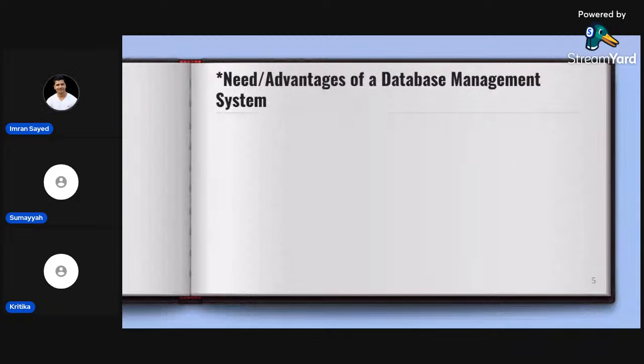Okay, Kritika, give me another one. The ease of accessing data. It allows you to access data easily. Since these are not stored as files, but are stored as objects, it makes it easier to query. Correct, absolutely.